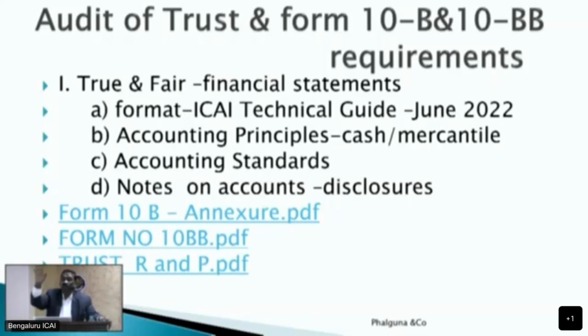The 10BB audit report is only for 10(23C) people. For section 11 exemption, it is the 10B audit report. So there are some differences in the forms. They may change and make it a uniform form also. Two years back, when they wanted to change the 10B, our professionals protested it. It is more than the tax audit, we don't want it. Then they kept it silent, but they may change the form 10B maybe soon.